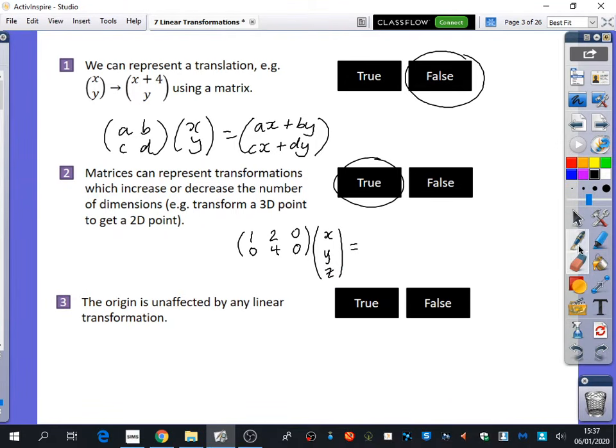Right. The origin is unaffected by any linear transformation. What do we think? True or false? Thinking of what this definition is that we've got here. Imagine it didn't say x, y. Imagine it said origin.